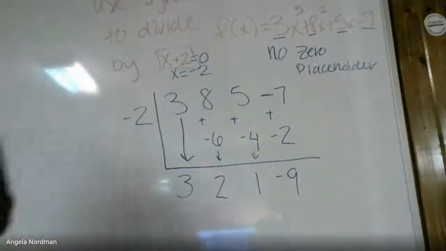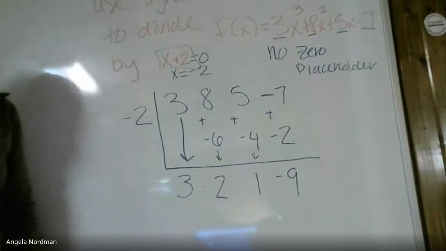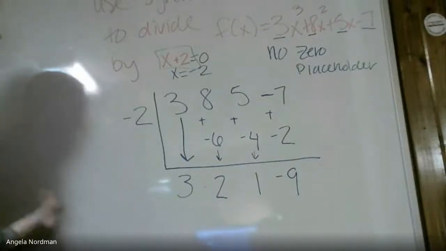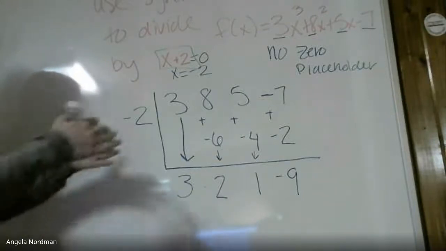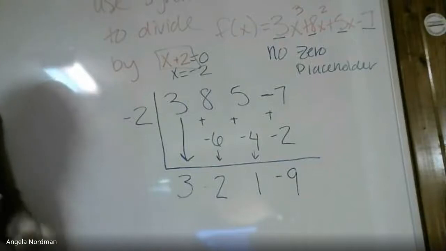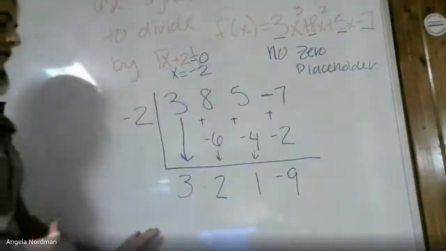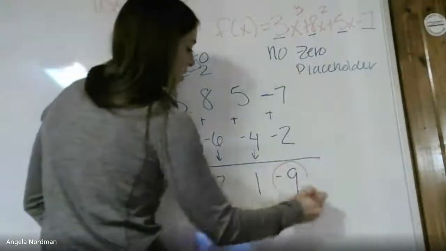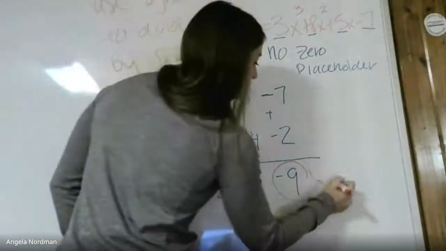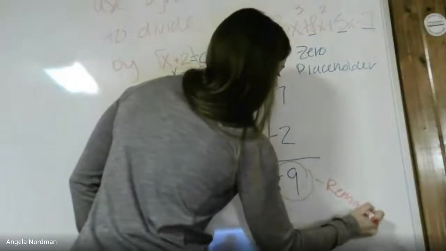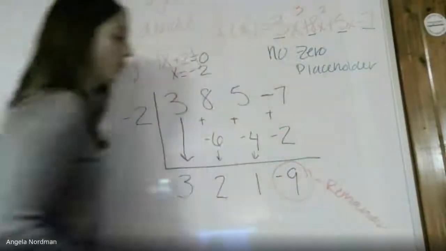My last step is just simply writing what is my actual product of this division, right? What's this quotient here? What did I finally get when I was done with this? So we start from our right side and we work our way left. This first number on the right side is always my remainder. Always, always, always the remainder.